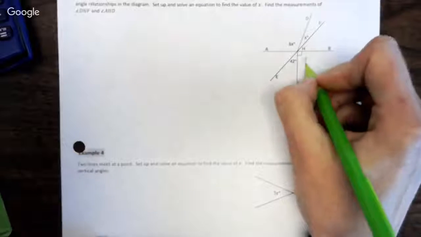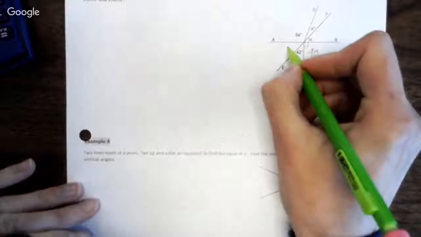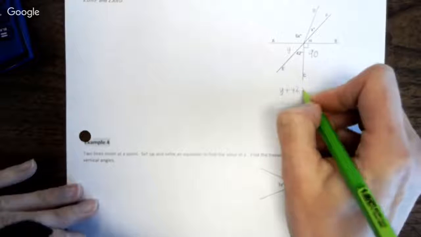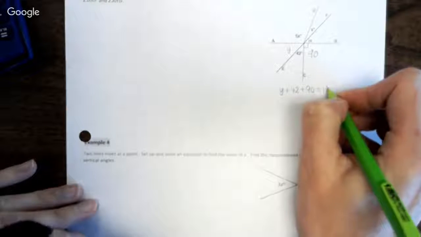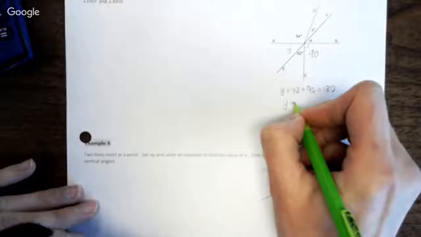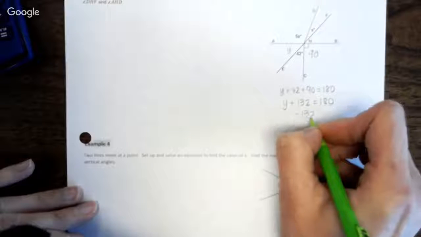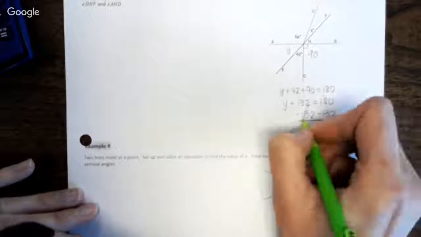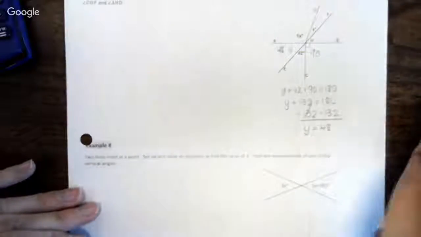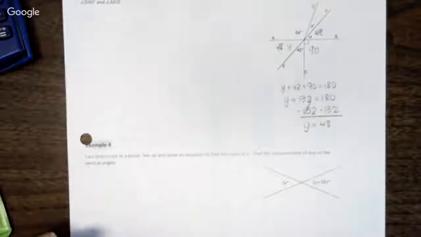All right, I'm going to fill in the 90 here. I could do it this way, where you have this as y. So y plus 42 plus 90 is 180. It forms this straight line right here. So y plus 132 is 180. Subtract 132 from both sides. So y is 48. Now if this is 48, then this is also 48 because their opposite angles are equal.